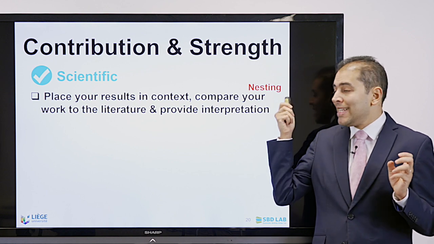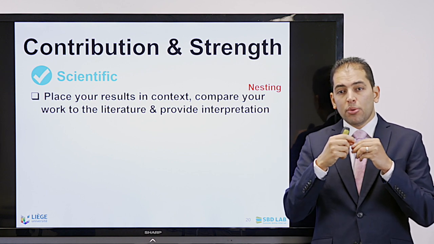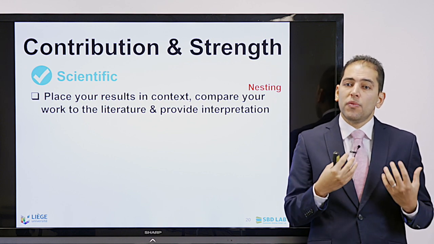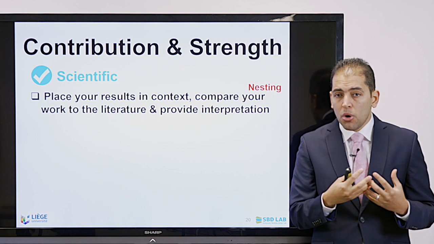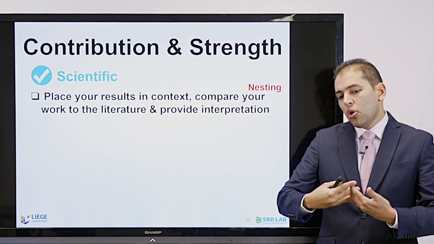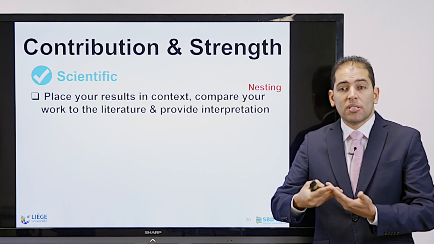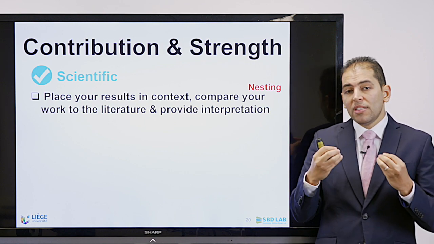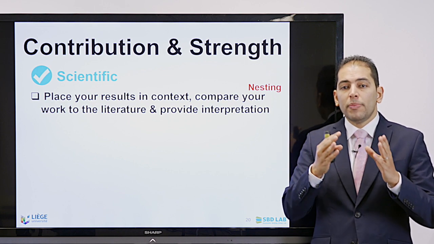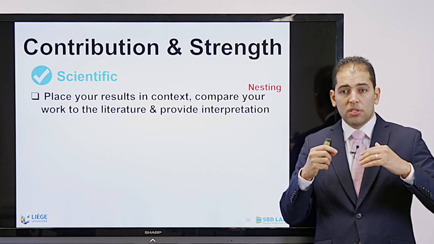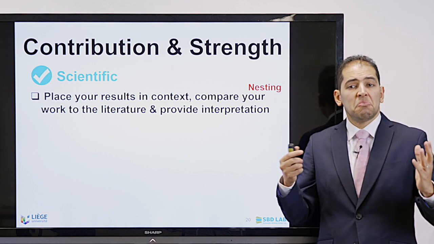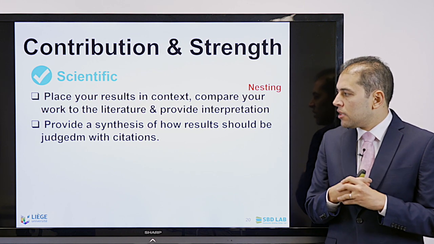And this is what we call nesting. Nesting is exactly positioning yourself to others. So I came up in this research with a new method or with a new finding or a result of an analysis or an insight or a better understanding. So this insight or this understanding or this approach or this instrument I came up with, make sure that you position it, meaning what did others do, what did you do, and compare your work to others. This is called nesting, so that you say, okay, my work compared to others, is it a large progress, a small progress, no progress? You can report it in a very open way.